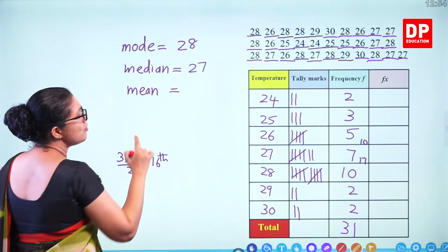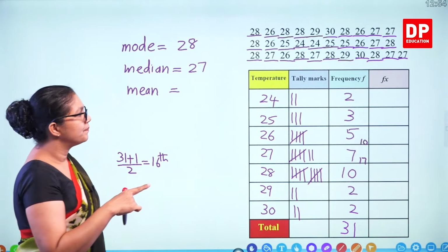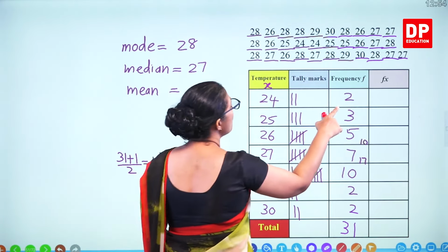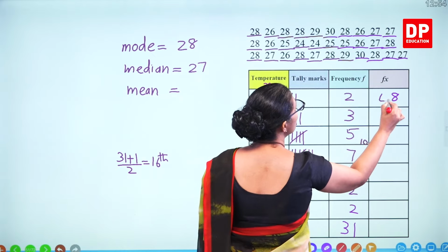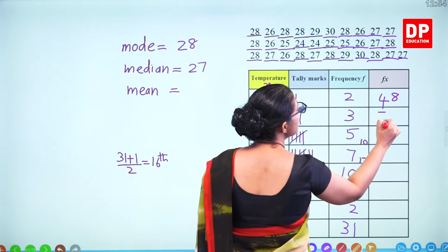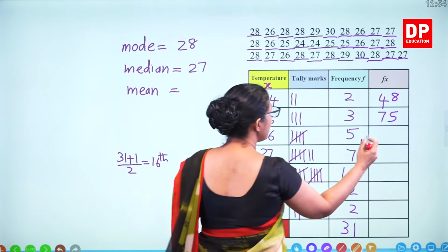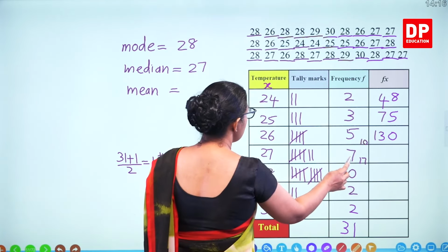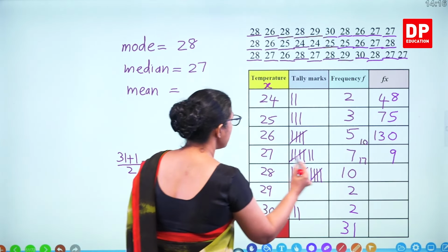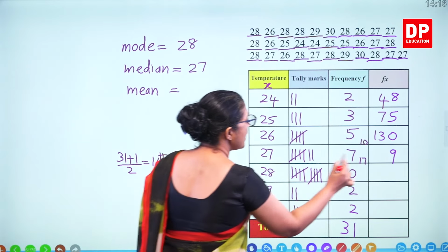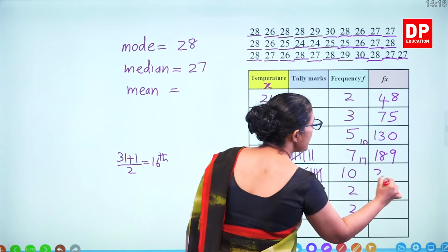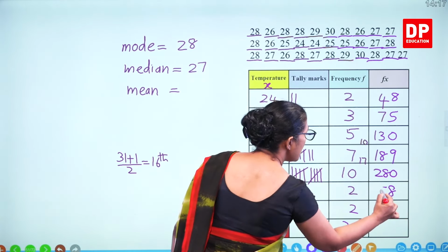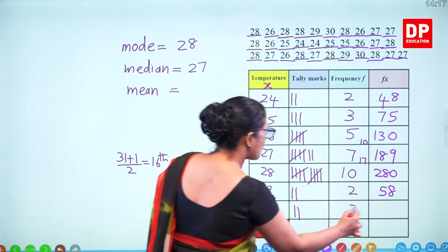So to find out the mean, you have to take the fx column. So we'll multiply. This is x and this is frequency. So 24 times 2, 48. 25 times 3, 75. 26 times 5, 130. So here 7 times 7, 49, 4 remaining. 7 times 2, 14, plus 4, 18. Then 10 times 28 is 280. 29 times 2, 58. Then 30 times 2, 60.